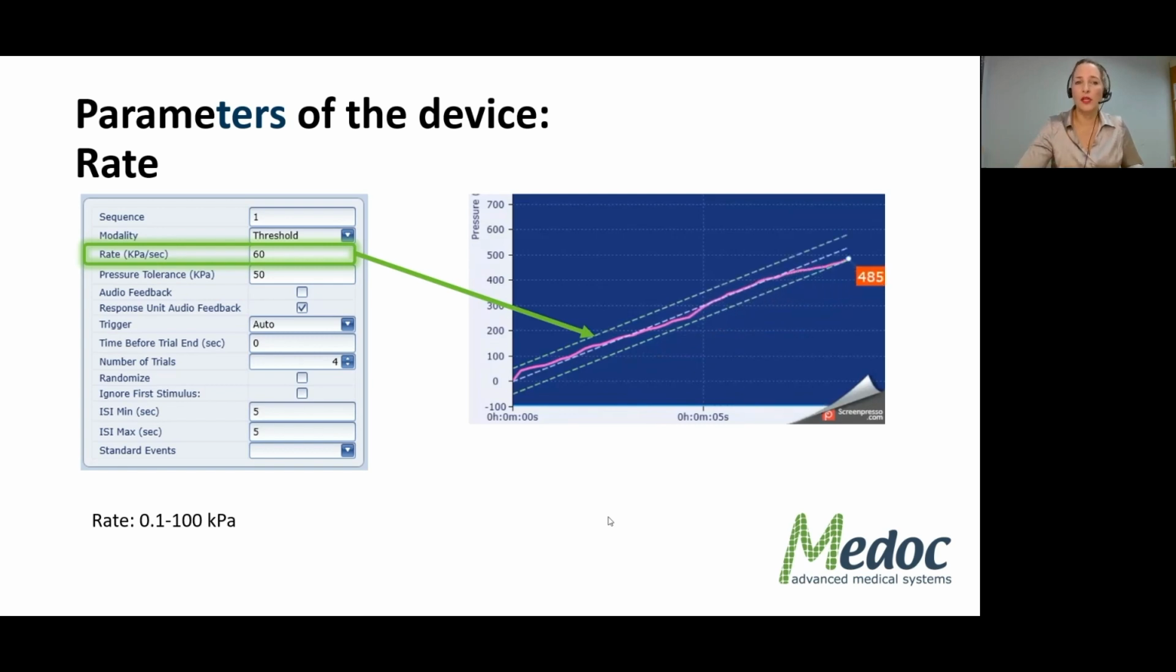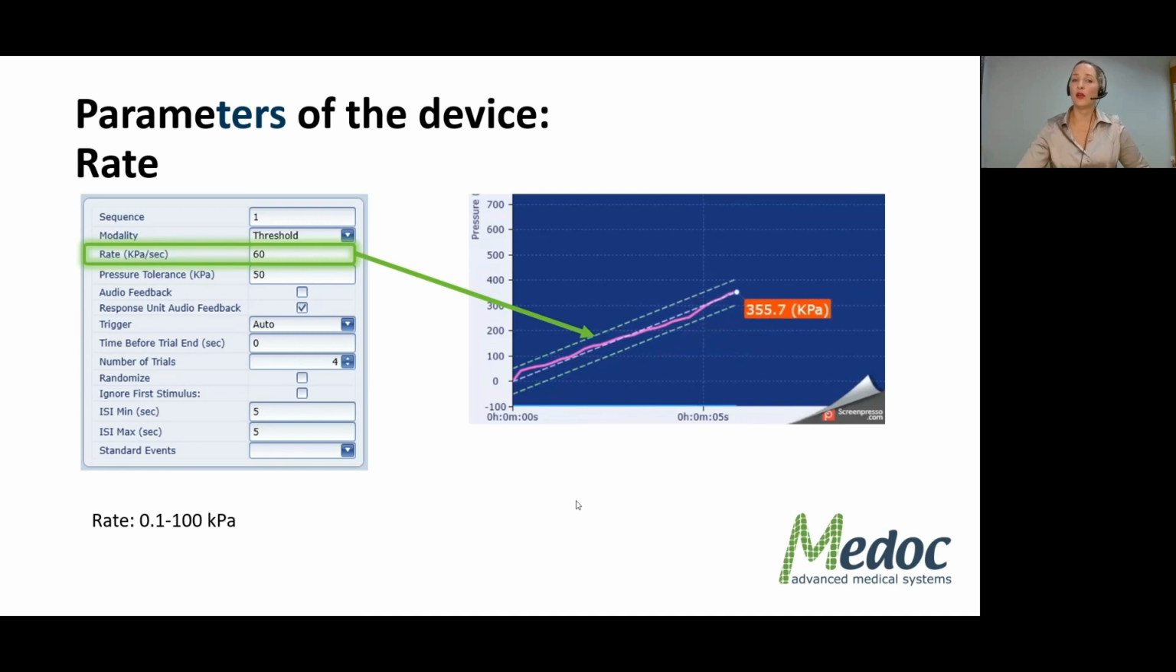And by the way, you can adjust the rate to be between 0.1 and 100 kilopascal per second. The DFNS, for instance, recommends a rate of 50 kilopascal per second. So something to keep in mind. In most studies, I see a rate between 30 and 60 kilopascal per second.